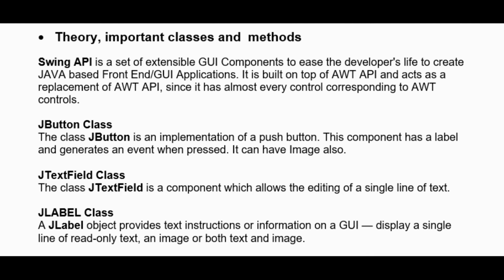JLabel class. A JLabel object provides text instruction or information on a GUI. It displays a single line of read-only text, an image, or both text and image. So in the example we are going to use all three of them.